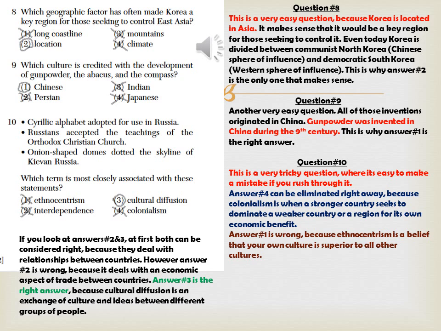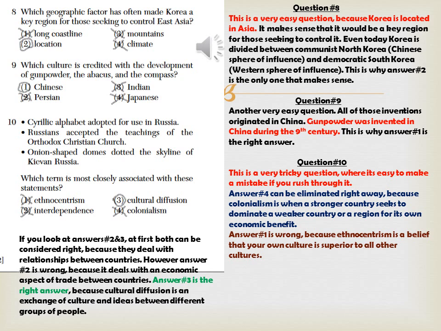So, let's see. Cyrillic alphabet adopted for use in Russia. Russians accept the teachings of the Orthodox Christian Church and onion-shaped domes dotted skyline of Kievan Russia. Alright, so when you see that type of question, first thing you have to do is read what's on top before you even read the question. And now let's read the question. Which term is most closely associated with these statements?